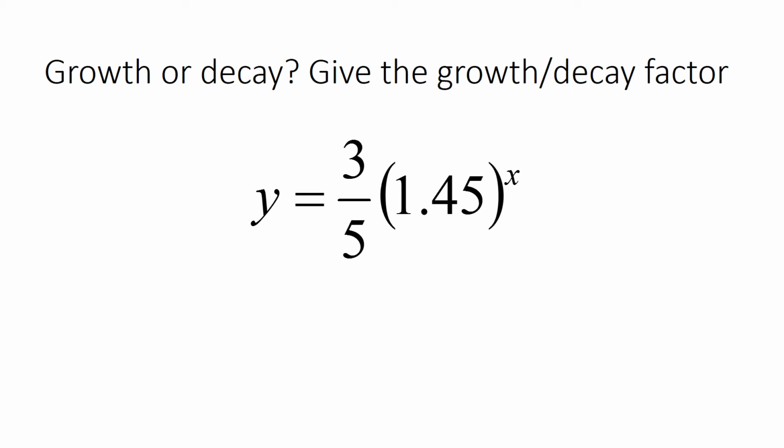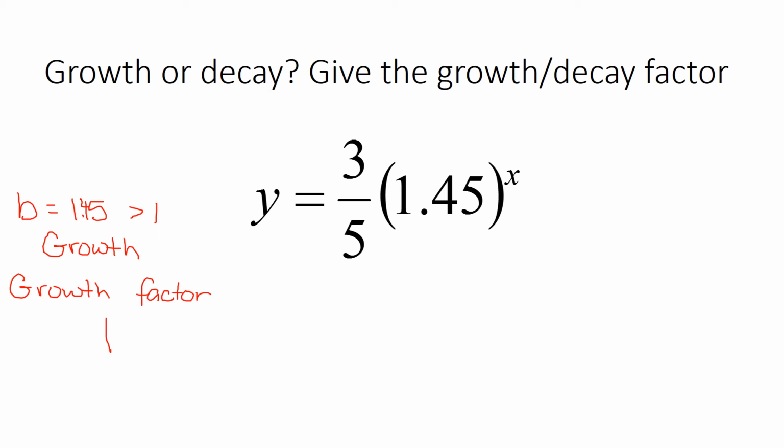Growth or decay? Well, B is 1.45, and since it's greater than 1, we say that this is growing. My growth factor is 1 minus 1.45, absolute value of that, times 100. So 1 minus 1.45 is 0.45, so that's like 45%. So it's growing by 45% each time. My initial value is 3/5.